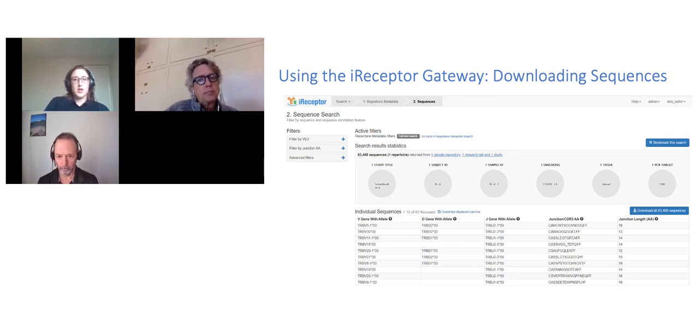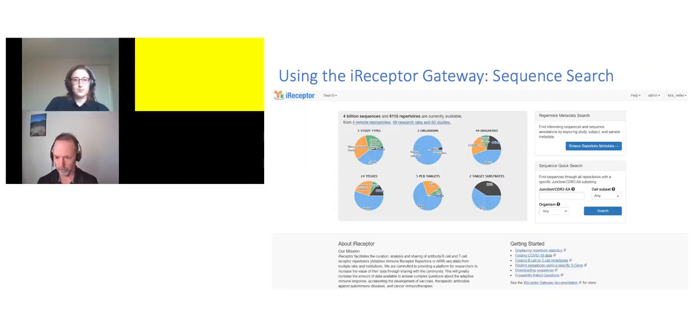So this page comes up. And first I'll note that you have additional filters on the left-hand side. So you can filter by specific V, D, or J gene, and by a junction or CDR3 amino acid length. And once you've filtered down your sequences of interest, you can then download all these sequences by clicking on the button indicated. So that wraps up the repertoire metadata search.